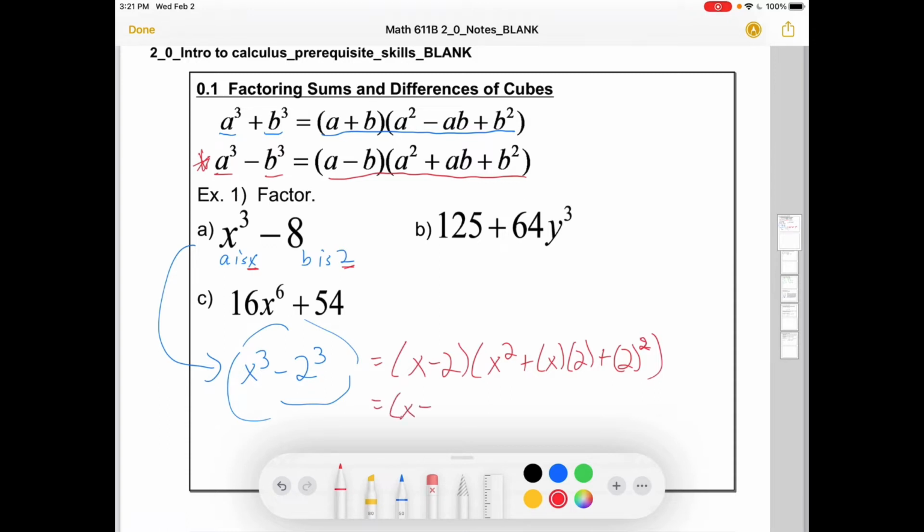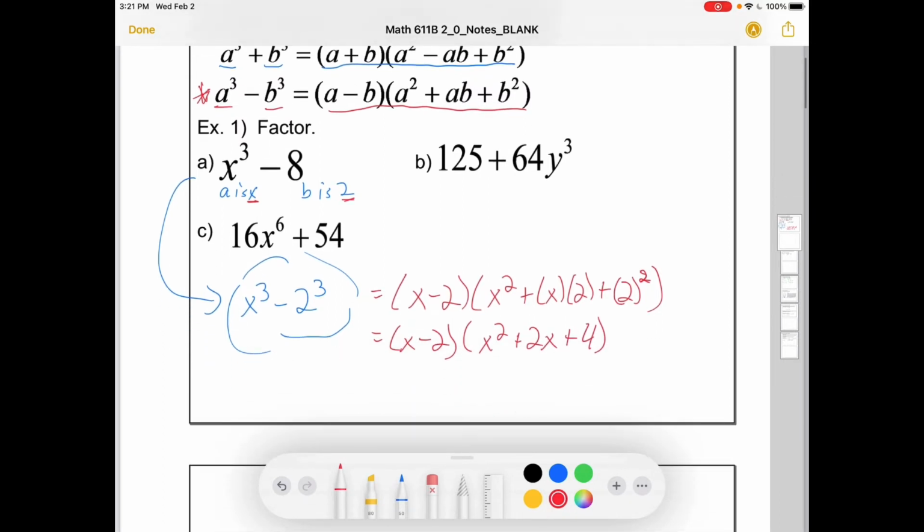Let's see if we can simplify it out a little bit. x squared plus 2x plus 4. That's a factorization of x cubed minus 8. Now, how do we check to make sure it's right? Well, we could just FOIL it out. We could go x cubed plus 2x squared plus 4x minus 2x squared. Oh, that looks promising, hey? Minus 2x squared minus 4x, and then finally minus 8. And what will you be left with? Well, these x squareds will go, these 4x's will go. You'll be left with x cubed minus 8.